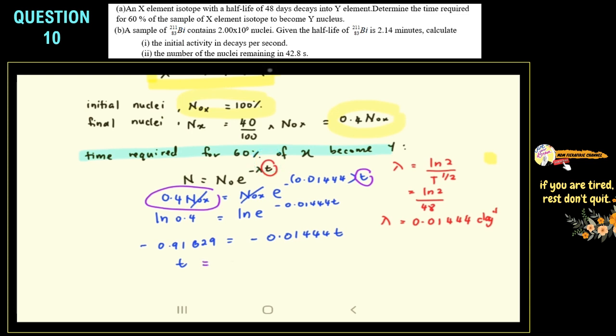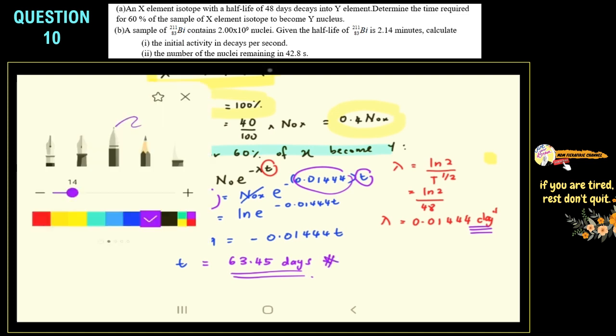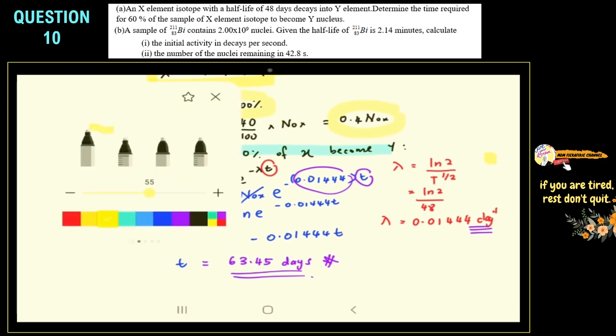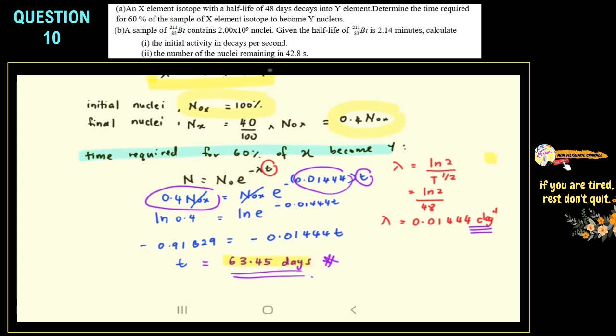So kita kira lah. So T here will equal to 63.45 days. Okay, unit days kenapa? Sebab tadi kita pakai day kat sini, ini adalah per day. Kalau per second, unit dia seconds lah. Okay, so finish part 10A1. Sekejap saya highlight dulu jawapan dia. Okay, question 10A finish.